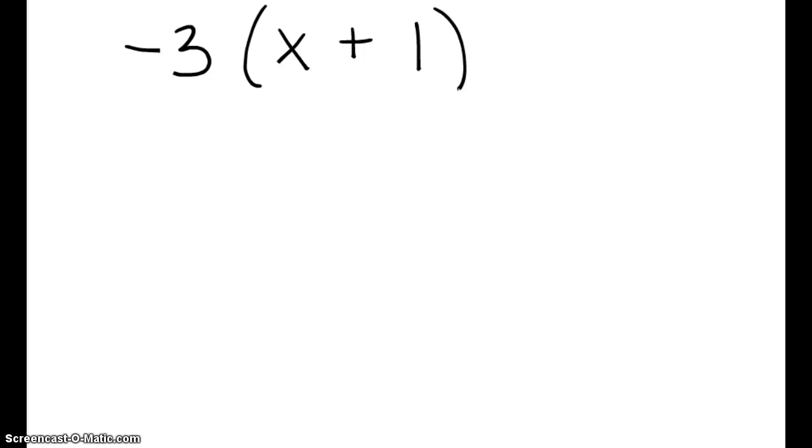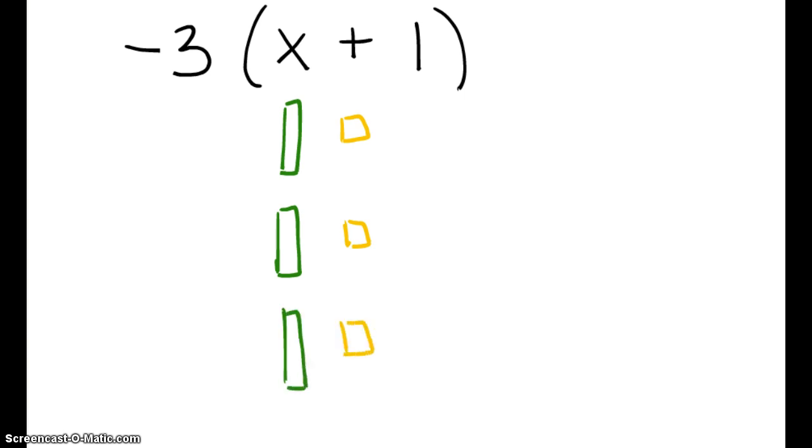So instead of 3 groups, we have negative 3 groups of everything inside here. But I'm just going to draw x plus 1, and then another group of x plus 1, and then a third group of x plus 1. Now this is 3 groups of x plus 1. We have 1, 2, 3 groups of x plus 1. However, we don't want 3 groups, we want negative 3 groups.